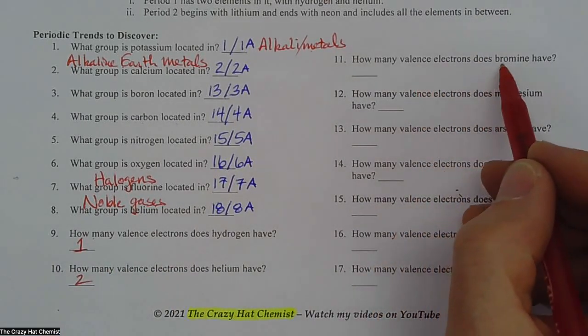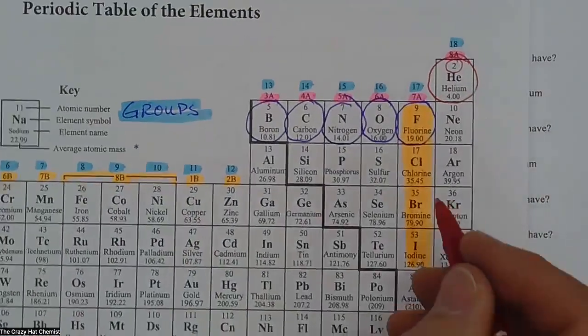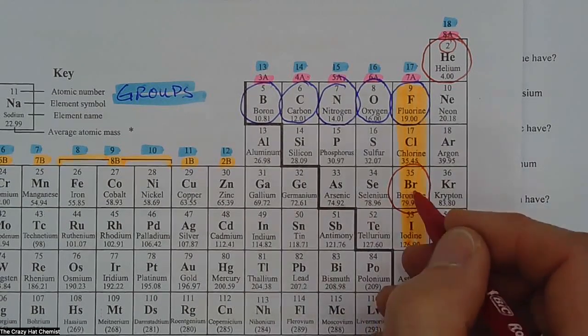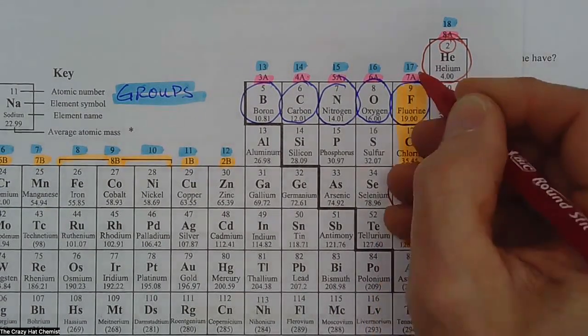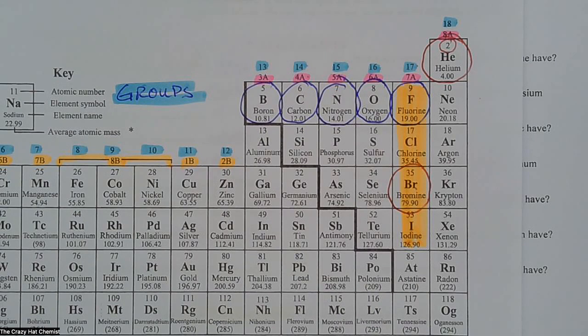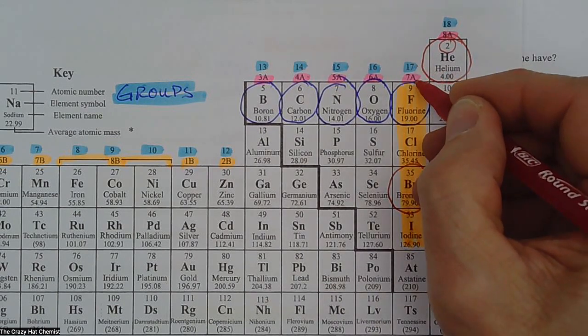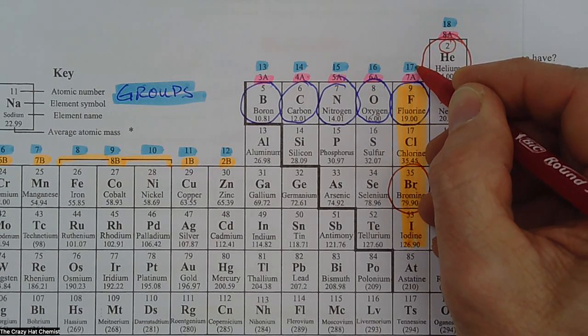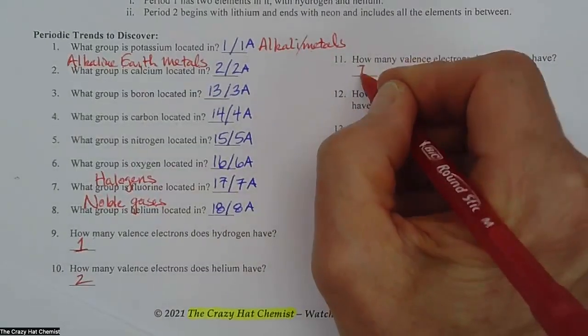How many valence electrons does bromine have? Here is bromine. Bromine has 7 valence electrons because it's in group 17 or 7A. So if the number is greater than 10, for certain categories, then you subtract 10 and you get 7. So this has 7 valence electrons.